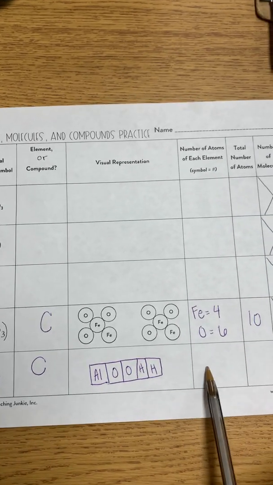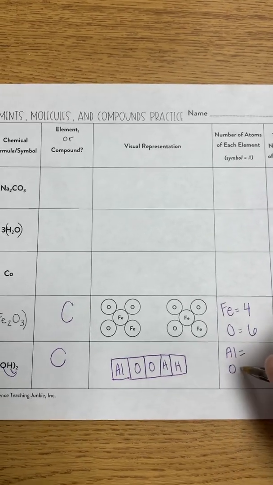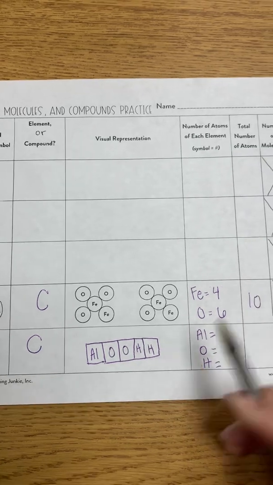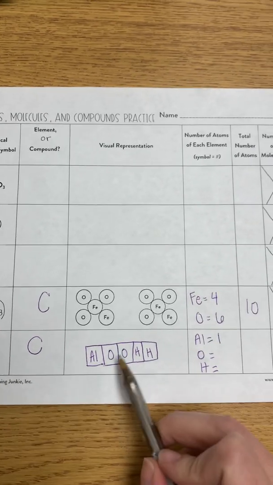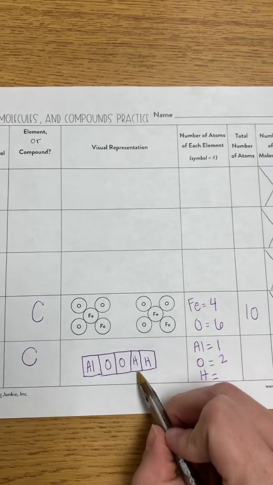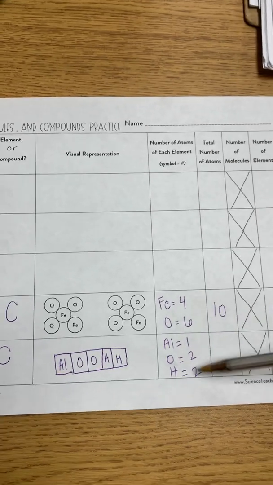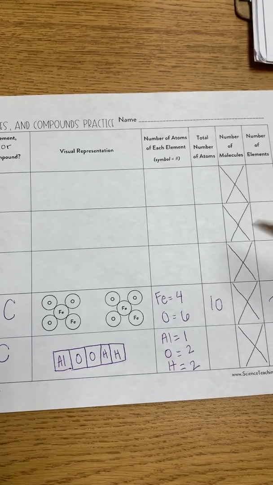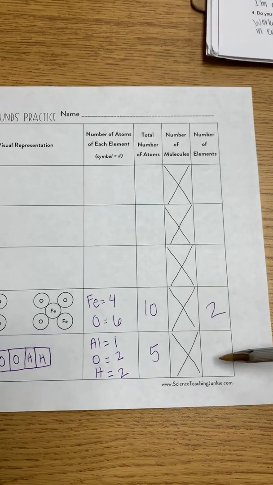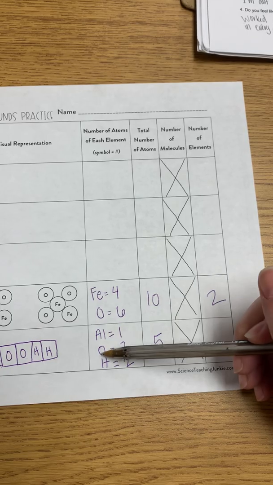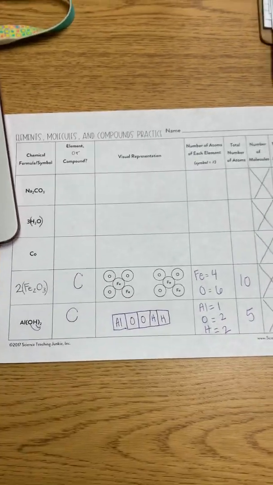All right, so here's where we list our elements. So we have aluminum, we have oxygen, and we have hydrogen. And now how many of each? 1 aluminum, 2 oxygen, and 2 hydrogen. So our total number of atoms is 2 plus 2 is 4, plus 1 is 5 atoms total. And how many elements do we have? Well, we have aluminum, oxygen, and hydrogen. So 3 elements.